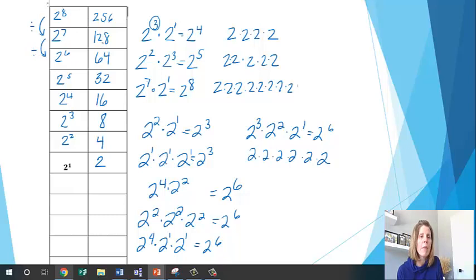So notice each time, 128 divided by 2 is 64. 64 divided by 2 is 32. 32 divided by 2 is 16. 16 divided by 2 is 8. 8 divided by 2 is 4. 4 divided by 2 is 2. So if I'm going this way, we are going to be dividing or subtracting the powers.